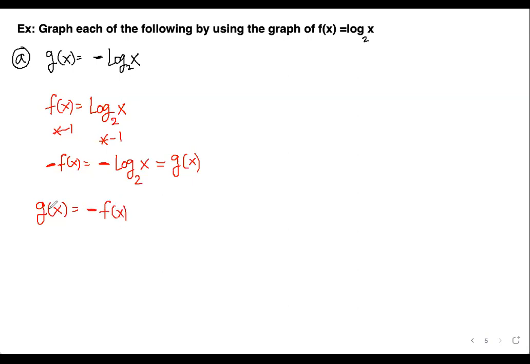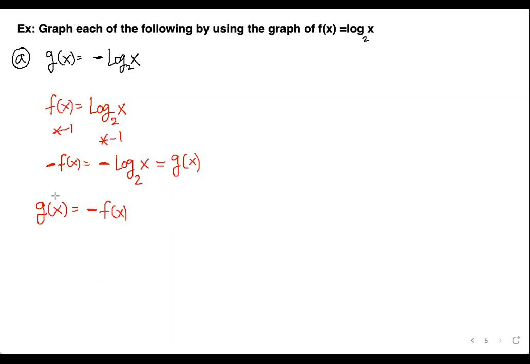So this is telling me that to graph the function g of x, I should graph the function f of x, then I have to reflect it around which axis? The x-axis. Correct. So when the minus is outside the function, this means I have to multiply the function, so I reflect it around the x-axis. If the minus is inside, I reflect it around the y-axis. Correct.